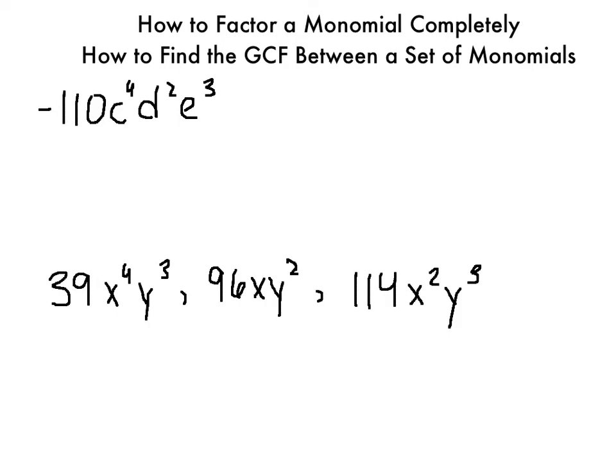Here I got two example problems straight off the review. I have how to factor a monomial completely, and I've also got finding the GCF. So I'm going to go ahead and focus on this first problem right here. We have to factor the monomial completely, which means we have to find the prime factors between everything in here.